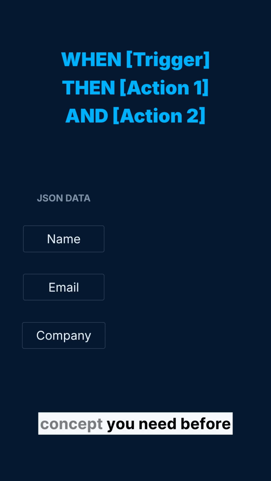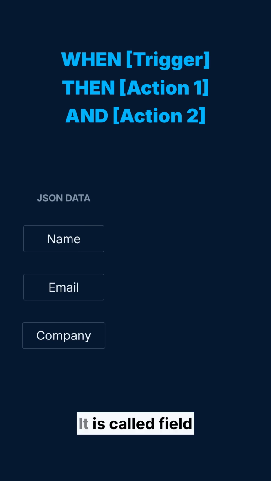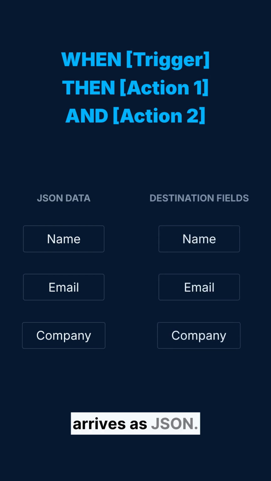There is one more concept you need before you build. It is called field mapping. When a form sends data to N8N, it arrives as JSON.